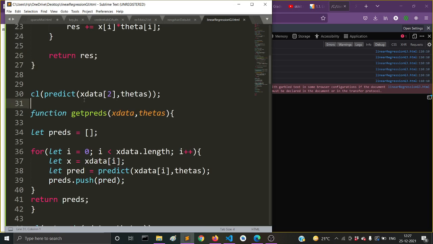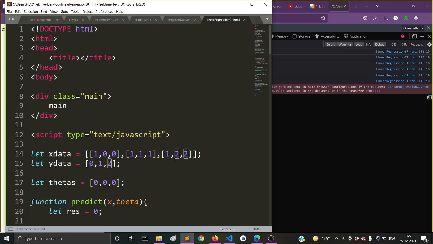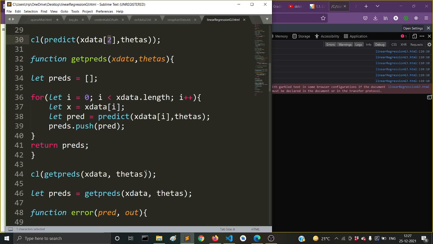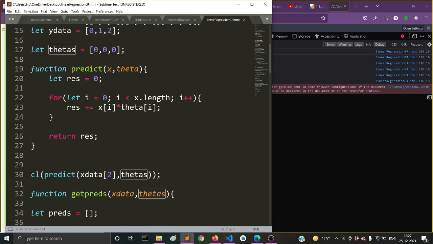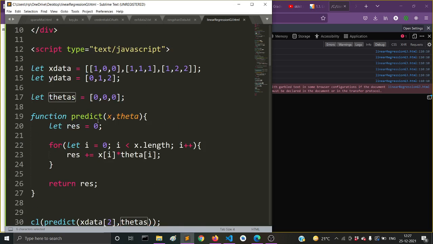Now I've tried predicting here, say for 0, 1, 2, that is the third training example, and I have passed the thetas. When I run it, it comes out to be 0. So at the start it is predicting the third example's value to be 0, because all thetas are initialized with 0. And it must predict 2 because the real value was 2.